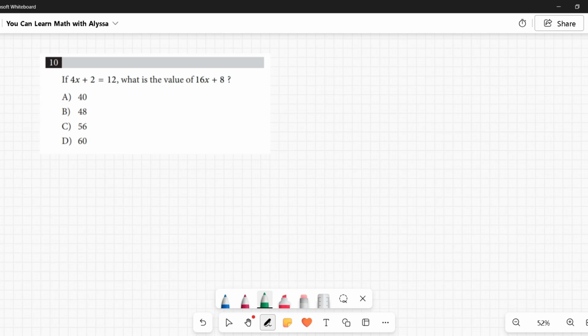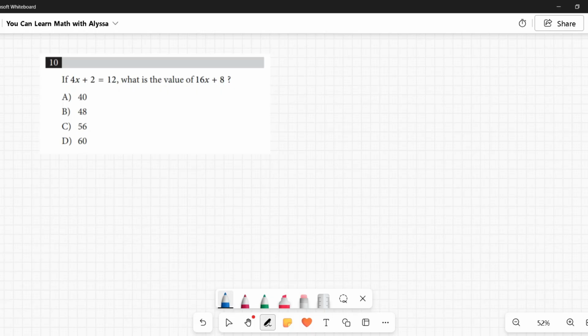Number 10. If 4x plus 2 equals 12, what is the value of 16x plus 8? There's a little trick to something that they do on the SAT. I'm going to show you this two ways. I'm going to show you the way that will work on any problem that is similar to this. And then I'm going to show you a trick to do this particular sort of setup that they have here.